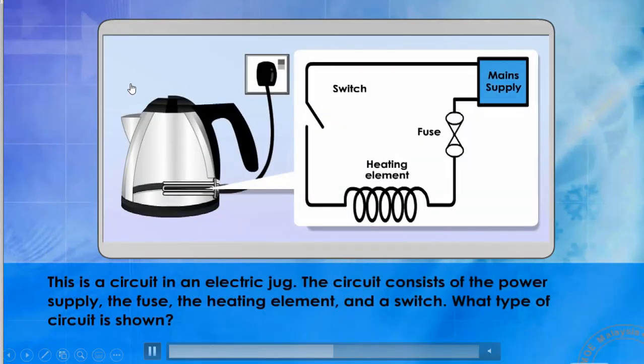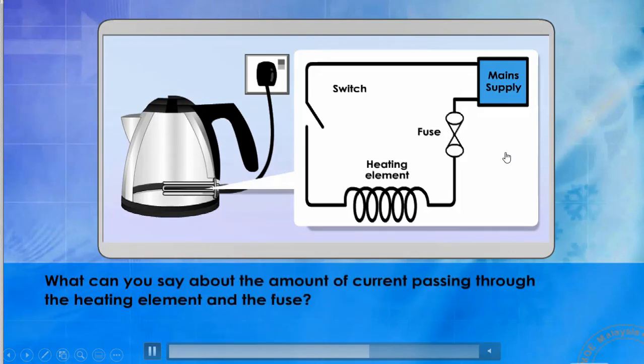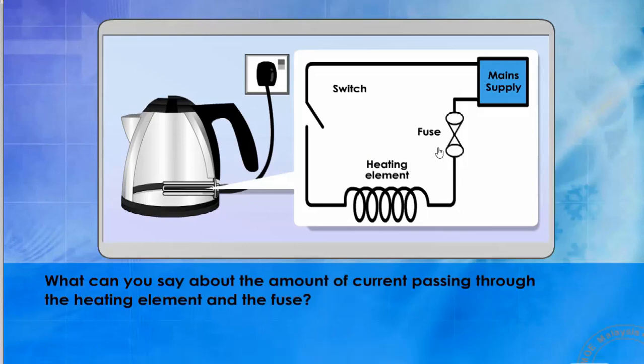Now we have the circuit for an electric jug. The circuit consists of the power supply, the fuse, the heating element and the switch. What type of circuit is shown? This circuit is a series circuit. What can you say about the amount of current passing through the heating element and the fuse? It will be the same because they are in series.